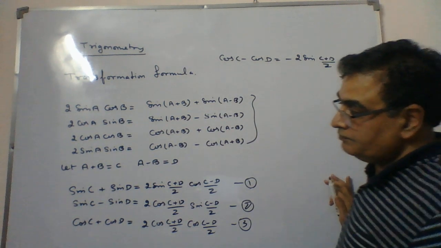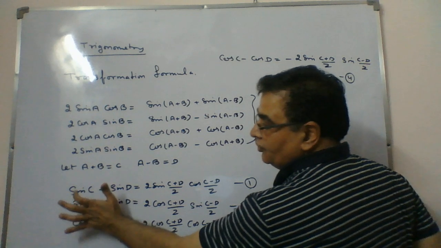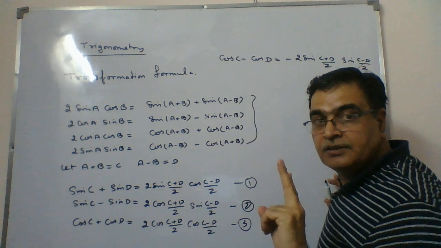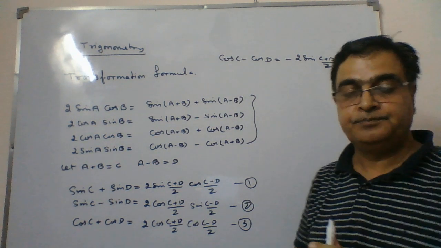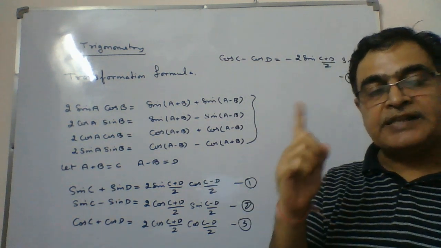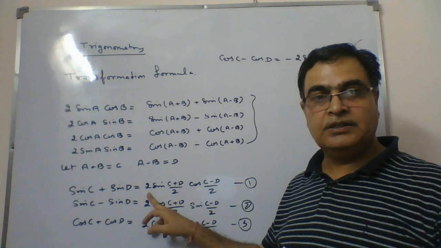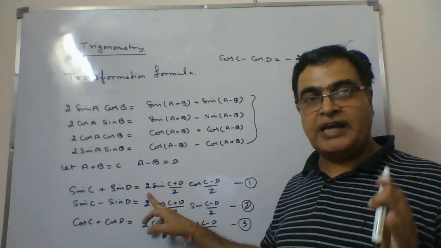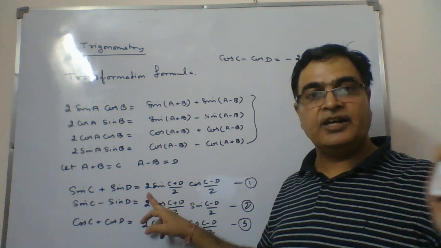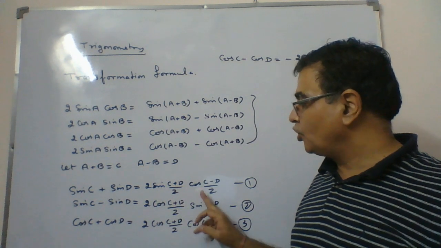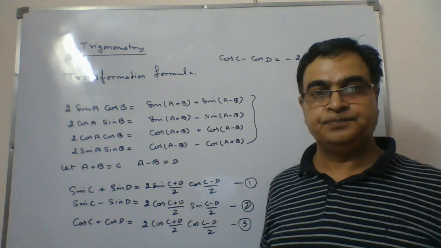Now check how to remember this. This is sine and this is sine. Both are sine, means sine formula will be coming. Plus is there means first term of the formula: 2 is here, sine formula, and first term says sine then cos. So I'll say 2 sine C plus D by 2 cos C minus D by 2.